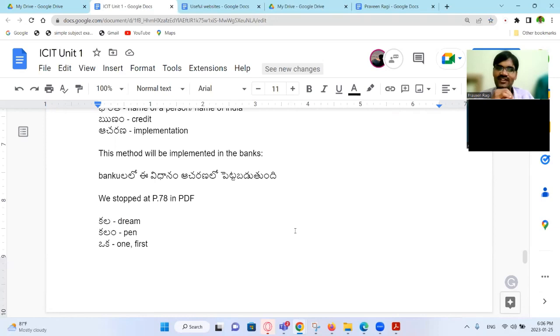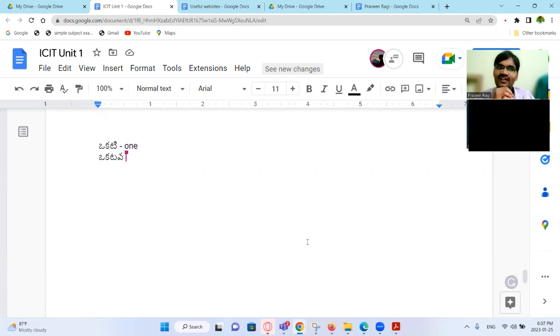Actually, there is a difference between okati and one. One means okati, first means okatava, okay. A means oka. These are the variations. For example, a banana, okarati pandu. Okati means one, first means okatava. What's the difference between okatawa and okato? Okato is a short form of okatava. Okato number, rendo number, like that they say, but the full word is okatava. In spoken language, people just make it short, but okatava is the standard word.